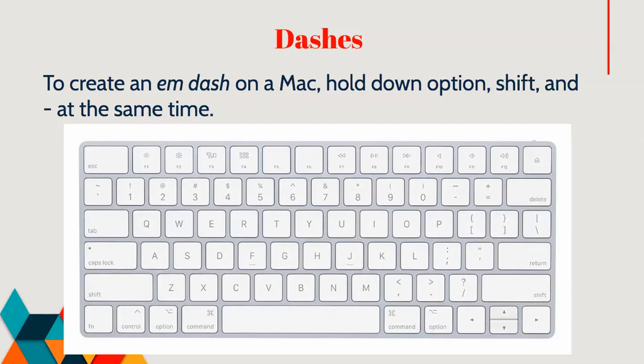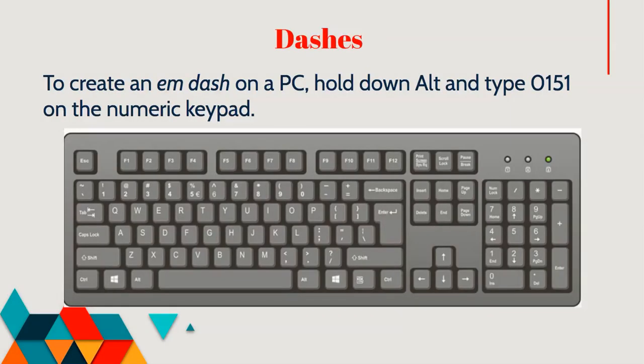To create an M dash on a Mac, you're going to hold down Option, Shift, and the hyphen or minus key at the same time. You hold those three down and a long dash pops up when you're using a Mac keyboard. When you're using a PC, we're once again using Alt and the numeric keypad, but this time our code is 0, 1, 5, 1. It's very similar to the N dash, so I recommend writing these down, and anytime you're not sure, looking them up until you commit to memory.